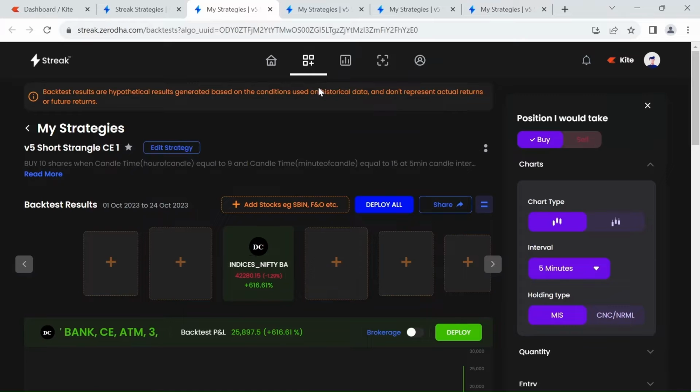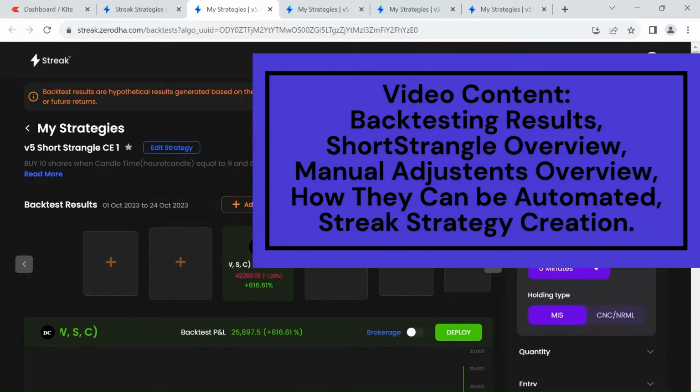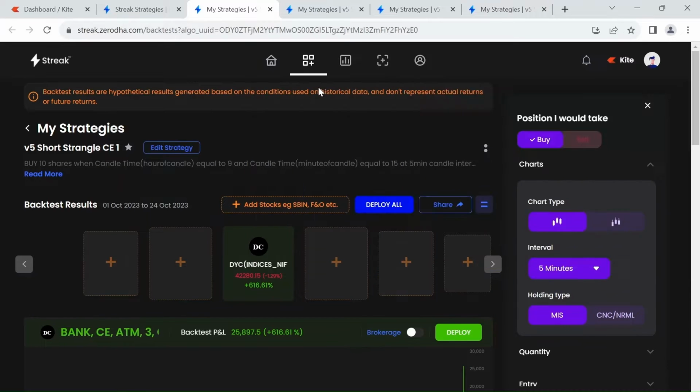I have tested this strategy for the entire 2023. I will show you the backtesting results, and I will explain how I created this strategy. I will give a little overview on how the adjustments are usually done in manual trading and how we have created them in Streak. So, let's see the backtesting results.